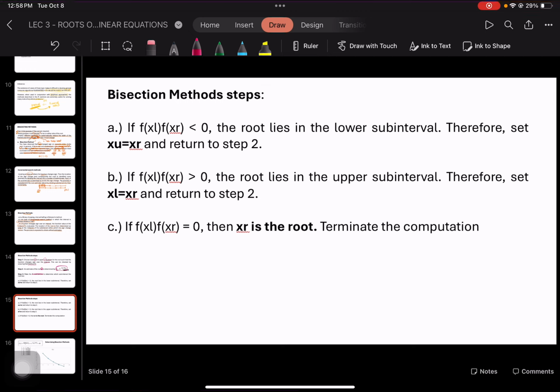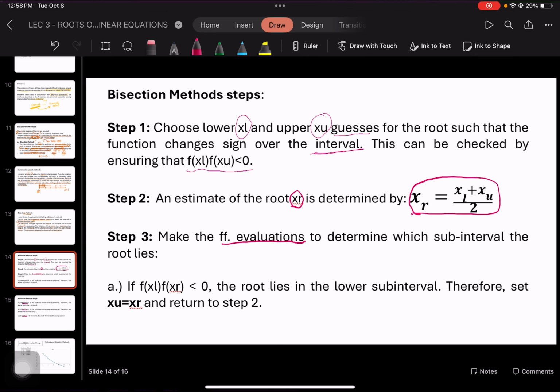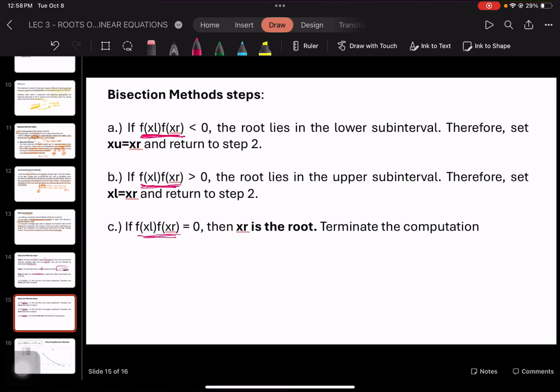Notice, lahat ng ito, XL and XR lang, walang XU dyan. Baka magkamali kayo in your activities or exam. Okay. So, di ba nakuha mo na yung XR. So, i-multiply mo yung f of XL and f of XR.